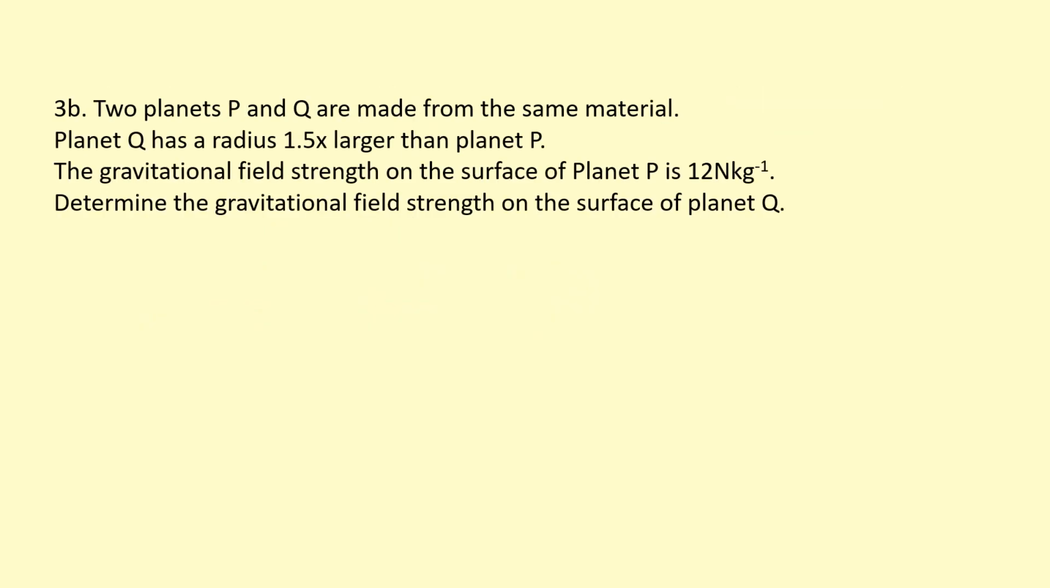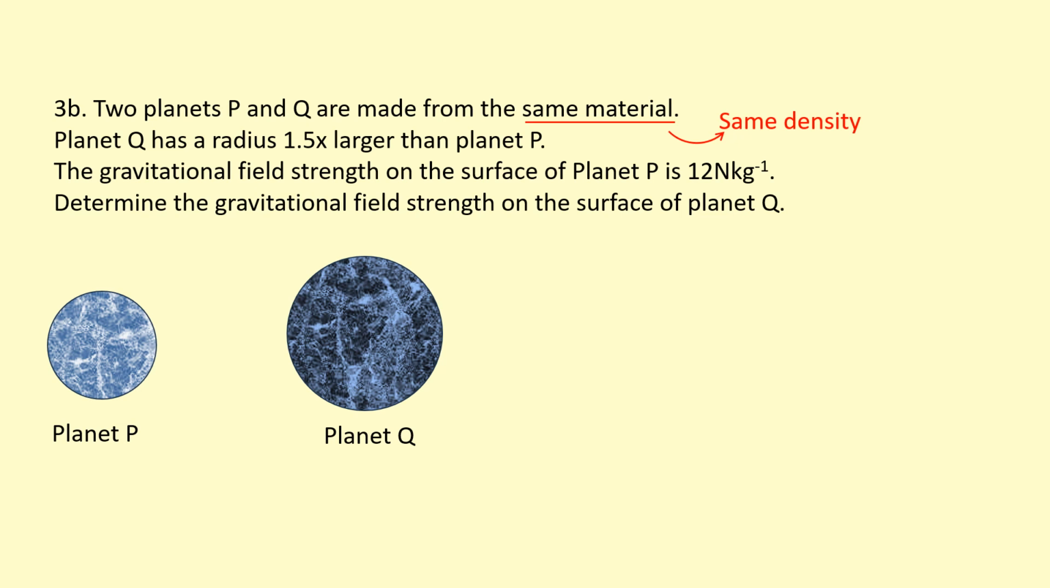So we have part B of the same question here. Two planets P and Q are made from the same material. So straight away that tells me the density of these two planets is the same because they're made from the same material. The planet Q has a radius 1.5 times larger than planet P. So I'm going to draw this picture. Two planets, planet P has radius r, and then planet Q would have 1.5 times that radius.